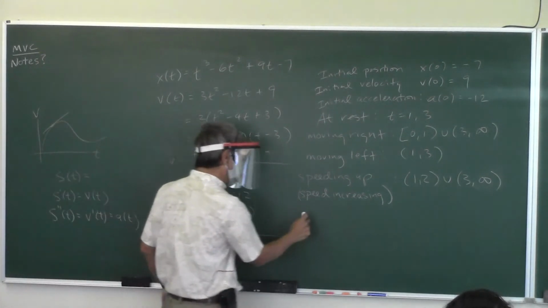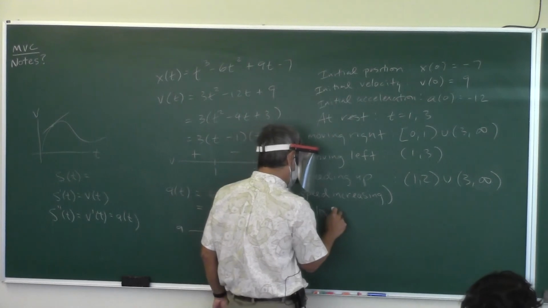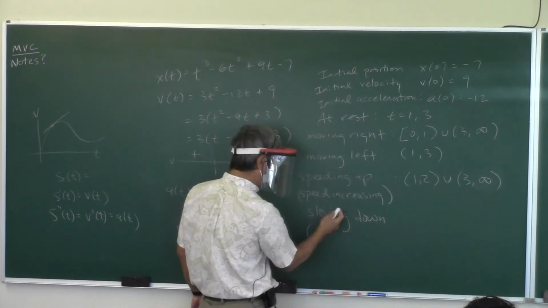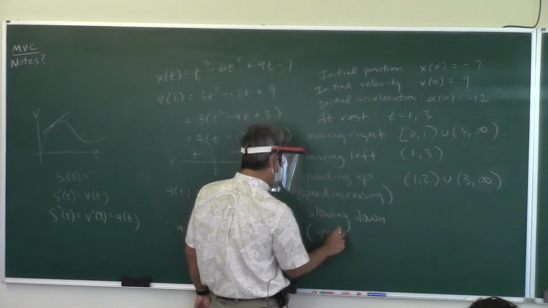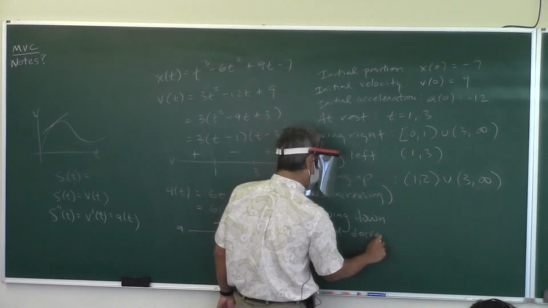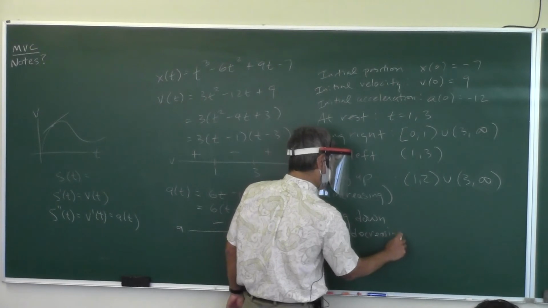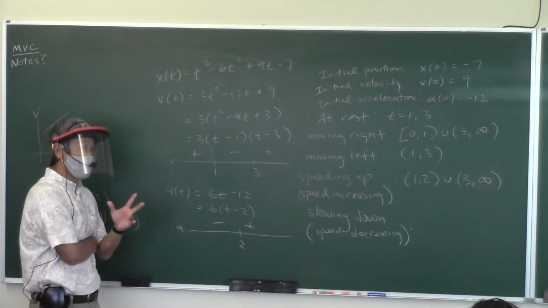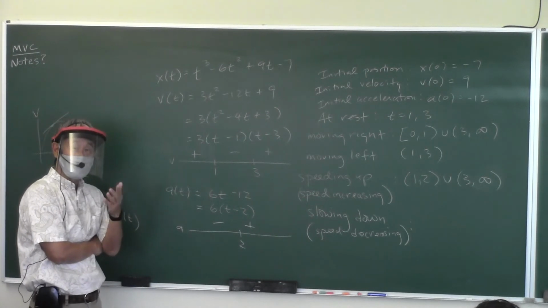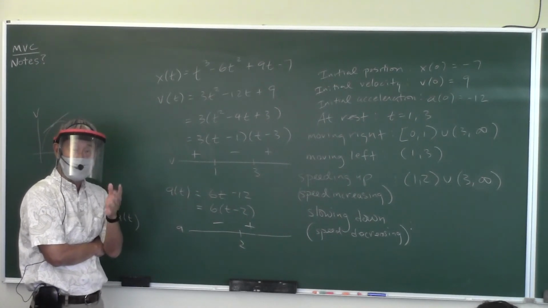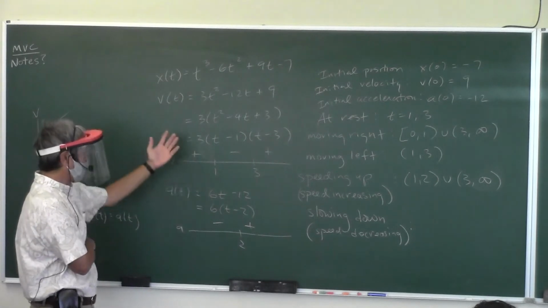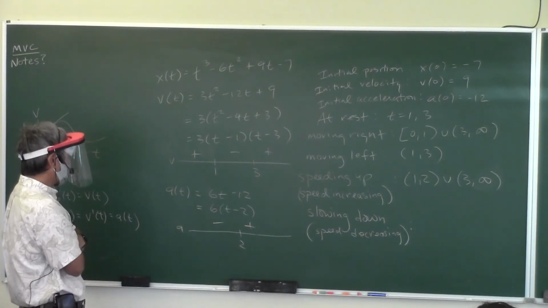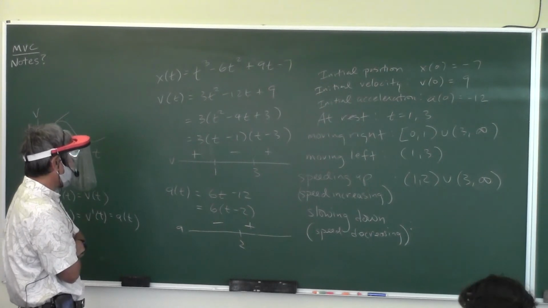And then, when is the particle slowing down? And of course, another way to say this would be, when is the speed decreasing? Okay, so from physics, when is a particle slowing down? When the velocity and acceleration have opposite signs. Okay, so that's why, stack the number lines and it's easy. Now look at these two number lines. Where do they have opposite signs?